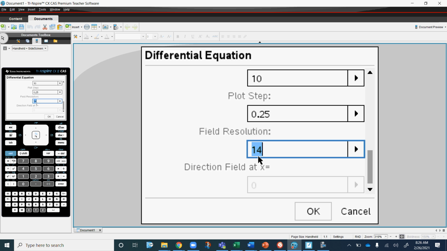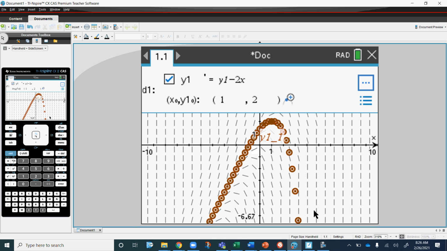And the standard field resolution is 14. You can make it more accurate if you want to. You could double the field resolution to say a 28, and it's kind of like the difference between maybe a 16-bit graphic versus a 32-bit graphic. It just has a better resolution. It looks cleaner. And then we can say OK, and we wind up with something that looks like this. So this is the Euler approximation, okay, of what we are given with our differential equation.